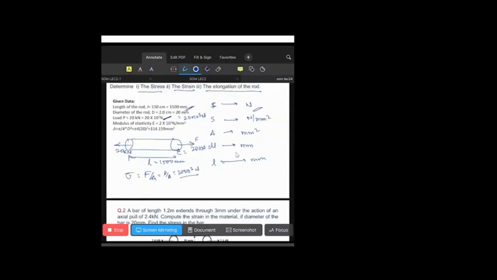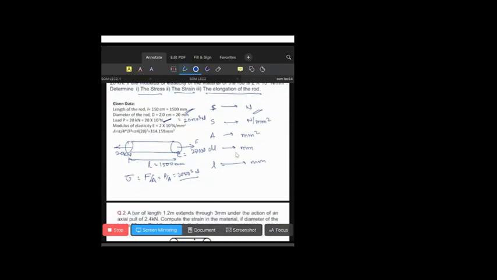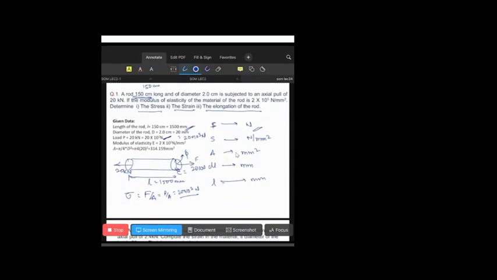What about cross section area? Is it given? No, but the diameter is given to you. And how much is the diameter? Diameter is 2 centimeter. Again it is given in centimeter, so we will convert it into mm. So 2 centimeter will become 20 mm. So 20 mm will be your diameter.